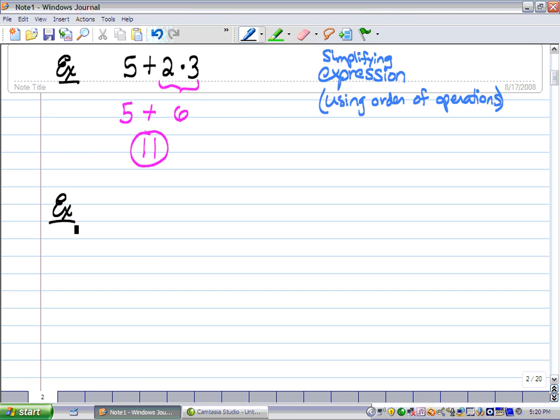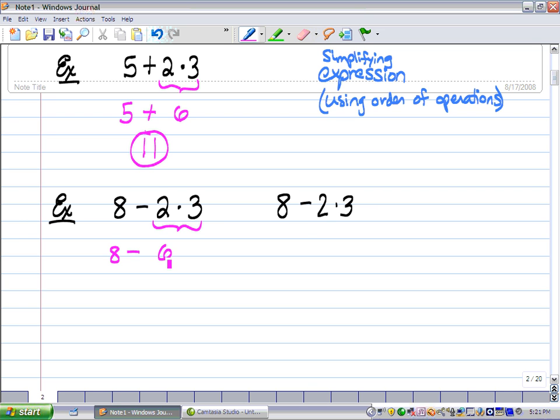Okay. Let's try another one. 8 minus 2 times 3. Now we can think of this in two ways. So let me write it twice. And whichever way is easier for you to think about is the way you should think of doing it. We've got two operations here, subtraction and multiplication. So multiplication's higher, so we're going to do that first. If you want to, you can think of this as 8 minus, and what's 2 times 3?